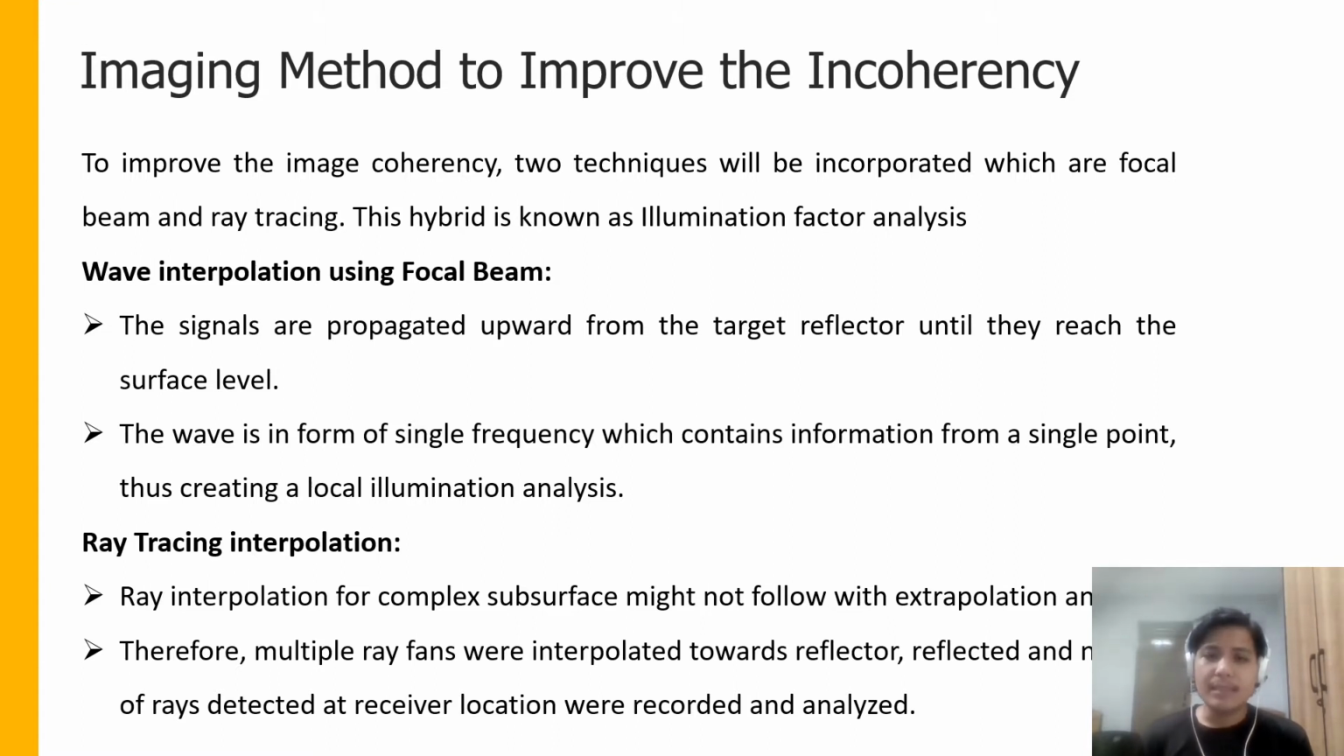The signals are propagated upwards from the target reflector until they reach the surface level. Then the wave is formed of a single frequency which contains information from a single point, thus creating illumination analysis. Next, for ray tracing interpolation, ray interpolation for a complex subsurface might not follow an interpolation analysis. Therefore, multiple ray fans were interpolated towards the reflector, and the number of rays detected at receiver locations were recorded and analyzed.